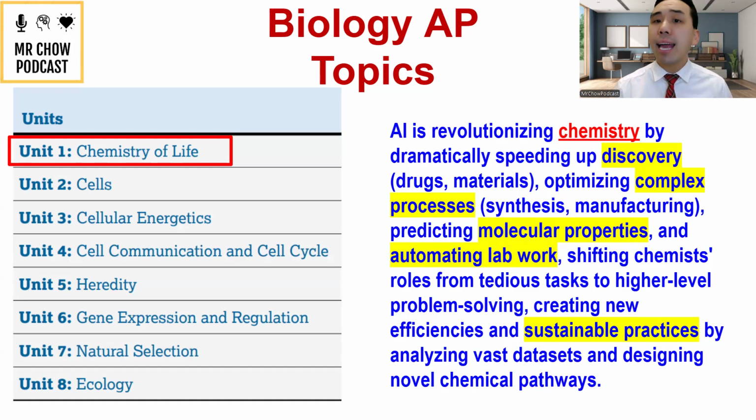It says that AI is revolutionizing chemistry by dramatically speeding up the discovery of drugs and materials, optimizing complex processes like synthesis and manufacturing, predicting molecular properties, automating lab work, and really creating new efficiencies and sustainable practices. So that's how AI is impacting Unit 1, the chemistry of life.